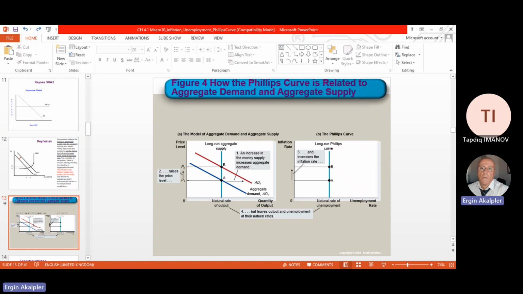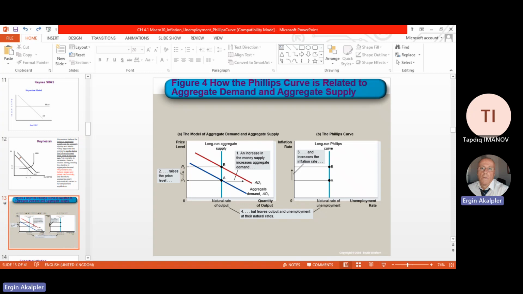And results of this leaves output and unemployment at their natural rates because it will become ineffective for the long run. As I said to you, long run aggregate supply and the Phillips curve are not affected from these price changes. And on the graph, this is also illustrated.